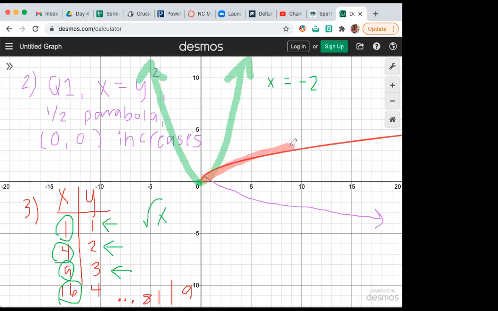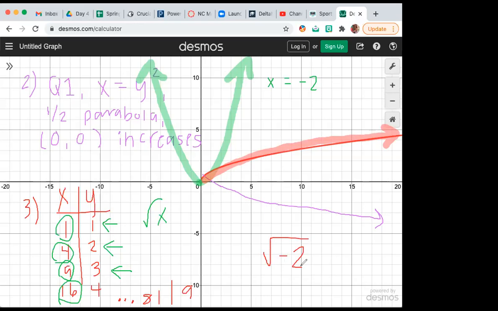So this red function right here. What if I tried to have y'all plug in -2 as the X? Can you take the square root of a negative number? Why not? Good, it's imaginary, which means you can't see it, right? So can we have the square root of a negative? No, so this graph should always be on the right. The X's have to be positive.